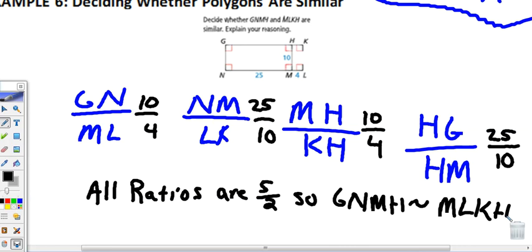Everything's about proportions. The one thing that's tricky is this. When you start talking about area, what do you need to do to the ratio of the sides? Square them. Okay?